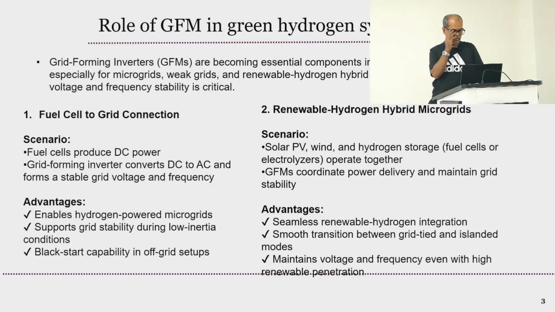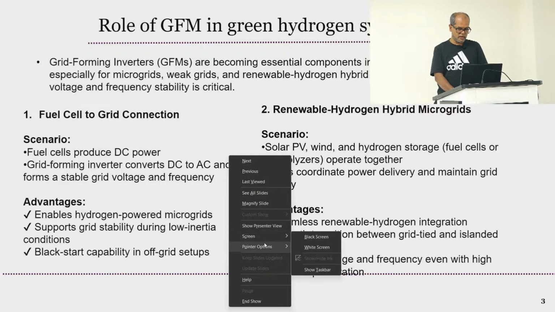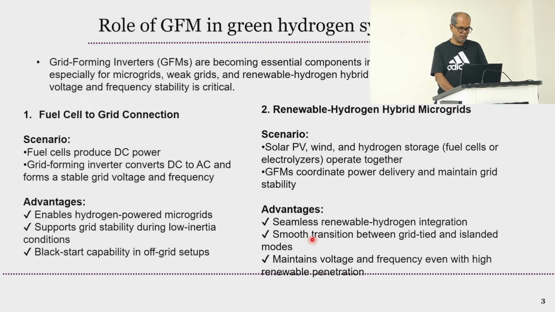And here I did mention some scenarios where you might need grid forming. One of them, I already mentioned, is fuel cell produced DC, and then we need an inverter, DC to AC. In any of these cases I mentioned, you are probably going to go for grid forming. Also, let's say you have a hydrogen powered microgrid; in those cases, you can use that grid forming control.